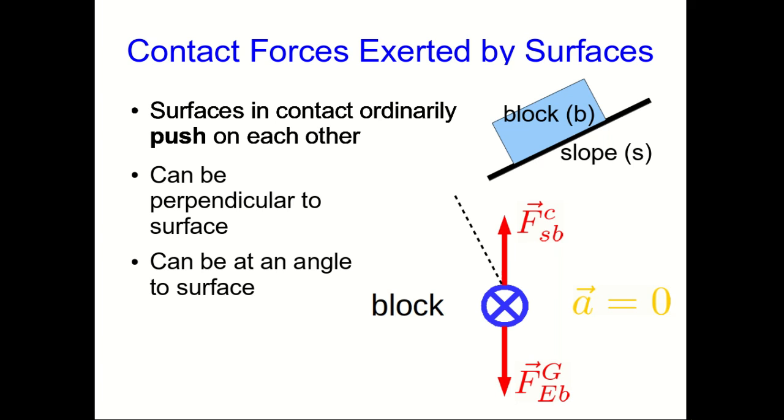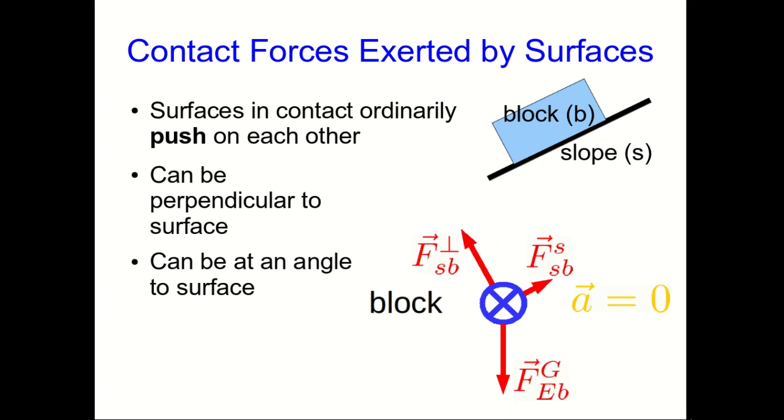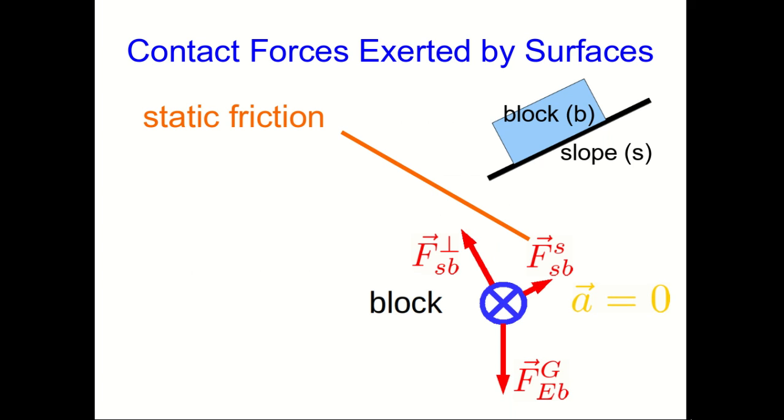Even though we know it's straight up, it can be useful to think of it as a piece that's perpendicular to the surface and another piece that's parallel to the surface. So I'll redraw it that way. Now, that piece that's parallel to the surface is a frictional force. In this case, we would call it a static friction. Static just means nothing's moving, and nothing is moving here, and so that's why we call it a static friction. In particular, it's that the block is not slipping on the slope, and that's what tells us that this is a static friction.